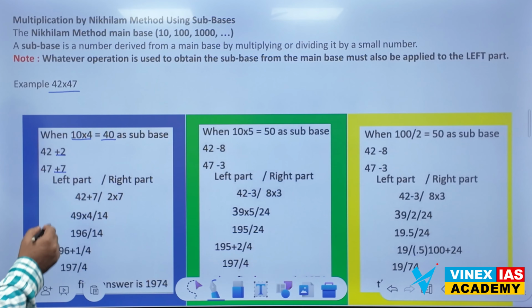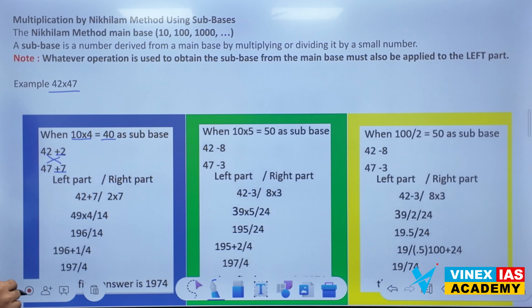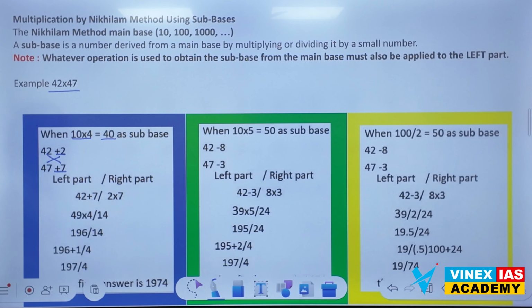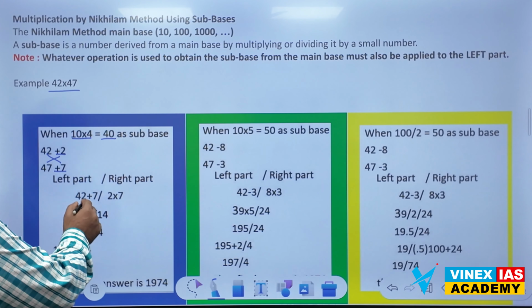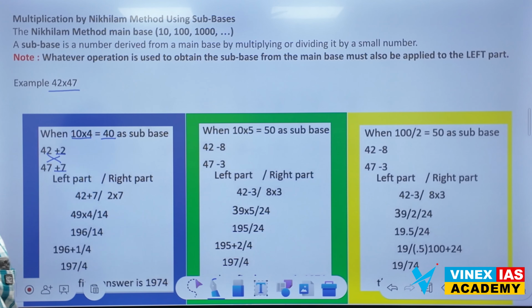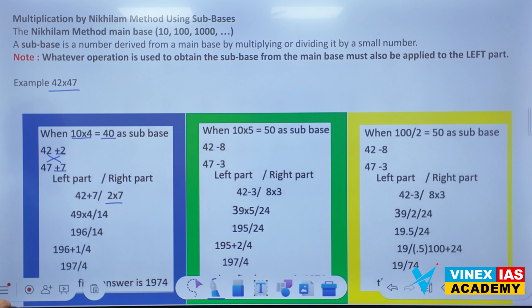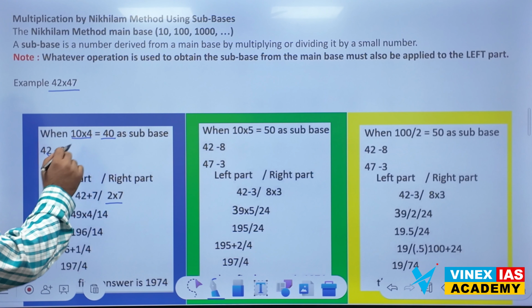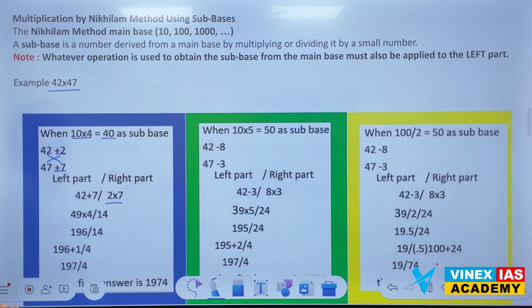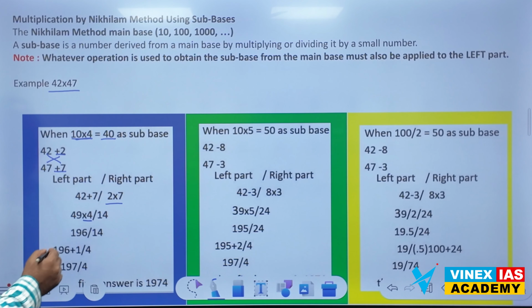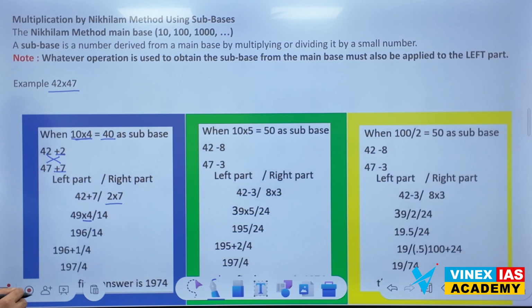And for the left part we have to take the diagonal. Either we can take 42 plus 7 or we can take 47 plus 2. So 42 plus 7 will give you 49, and 2 into 7 gives you 14. Later, whatever operation is performed to get the subbase, the same should be applied to the left part. Now the subbase is 10 into 4, so here you have to do 49 into 4. Now 49 into 4 will be 196.